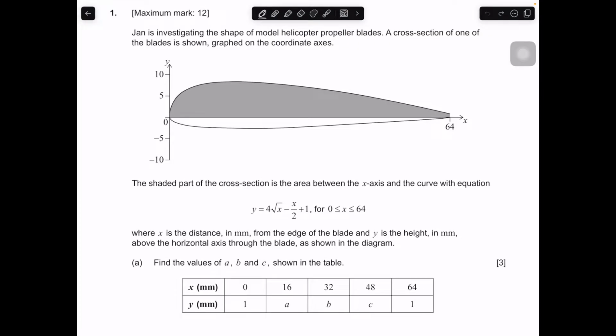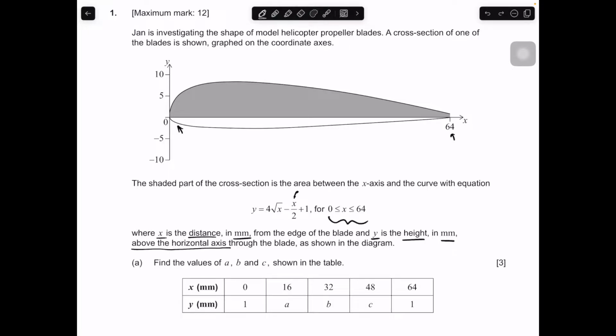And we have this given domain right here where they're saying for certain inputs where x is greater than 0 and less than 64. So what are these variables? X is the distance in millimeters from the edge of the blade, and y is the height in millimeters above the horizontal axis through the blade, as shown in the diagram. So what we have here is some function which takes x values, or our distance on the horizontal, and when we input these x values, we get a corresponding y value, or a height of a propeller blade as a function of our distance along the horizontal.